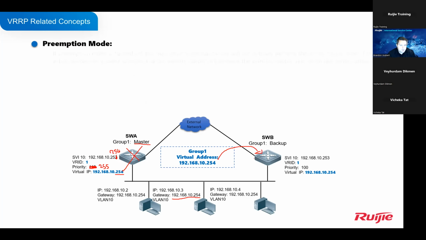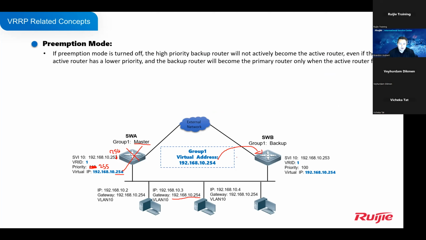Preemption mode. If preemption mode is turned off, the high priority backup router will not actively become the active router, even if the active router has a lower priority. The backup router will become the primary router only when the active router fails. So preemption mode is just a way to ensure that the device of the highest priority remains the master.